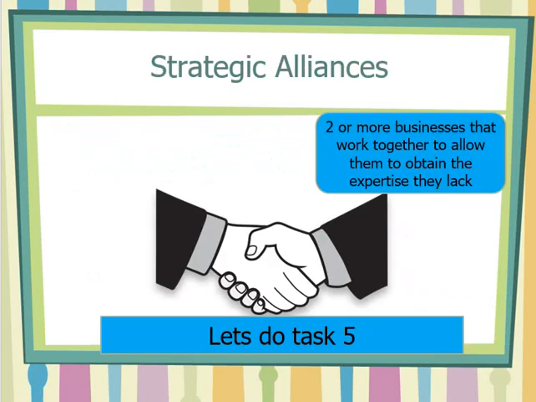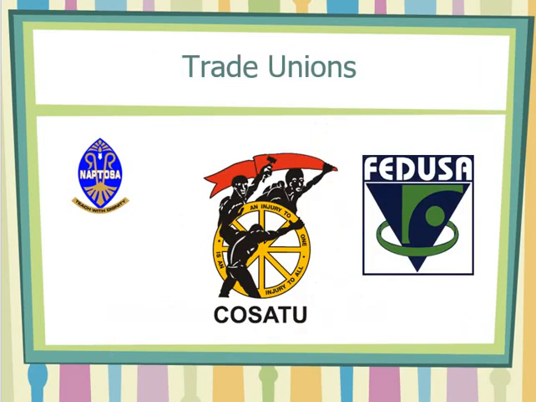Strategic alliances. This is when two or more businesses work together to allow them to obtain the expertise that they lack. So it's not a joint venture. It's just a strategic alliance. You see a lot of this happening at garages. So you might have a BP garage that has aligned with Woolworths. So wherever there's a BP garage, there'll be a Woolworths. I know that Shell has aligned with Pick n Pay, so you can get points for your Pick n Pay Smart Shopper card when you fill up at Shell. That's a strategic alliance.